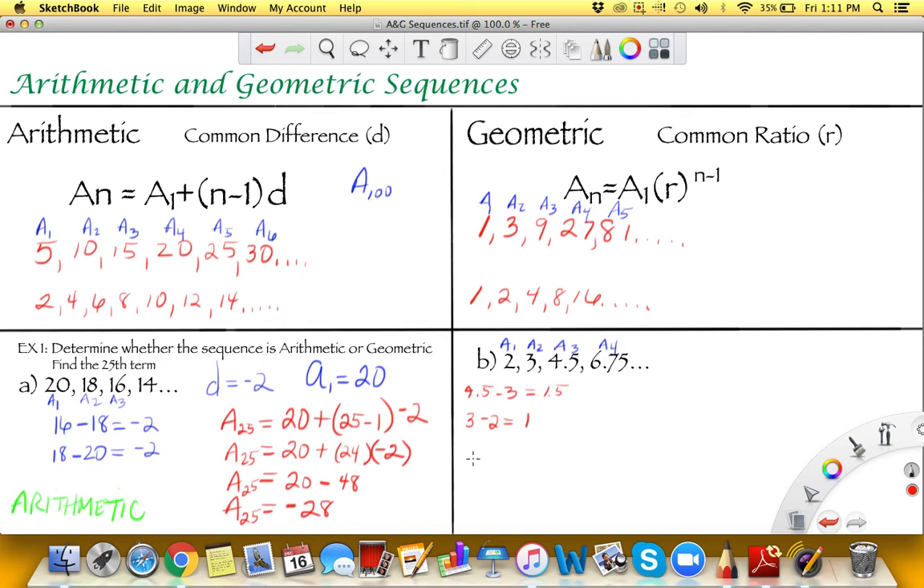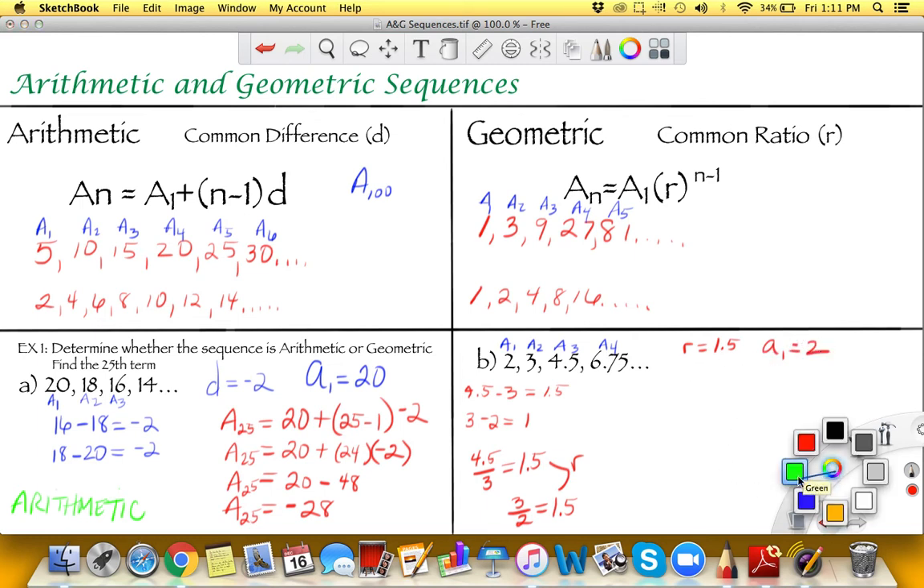So since they don't have a common difference, we need to check to see if they have a common ratio. So we're going to take the same values, but we're going to say 4.5 over 3 and then 3 over 2, okay? So here we get 1.5 and we get 1.5, or 3 over 2. It's up to you whether you use a fraction or a decimal. So they have a common ratio, okay? So in this case, we have r equals 1.5, and a sub 1 equals 2. So we know this is indeed a geometric sequence, okay?